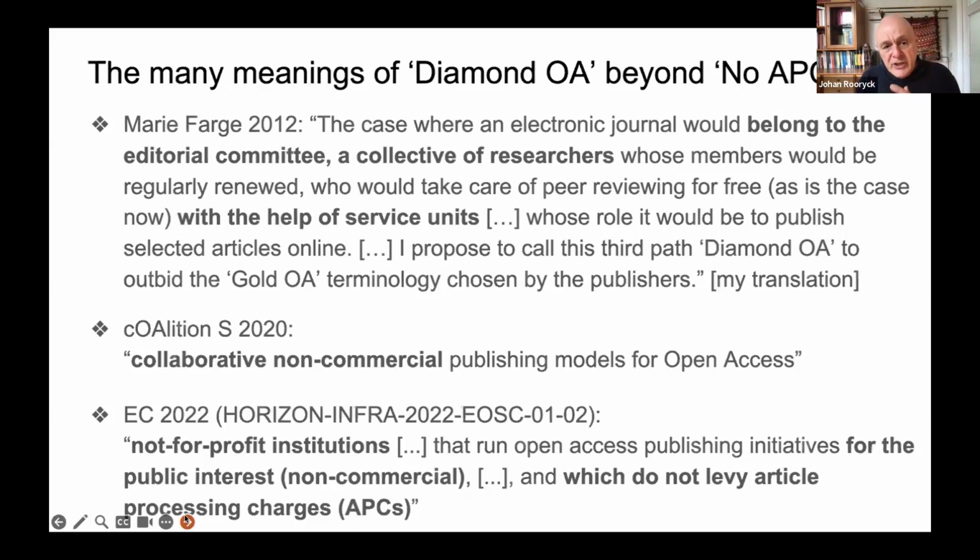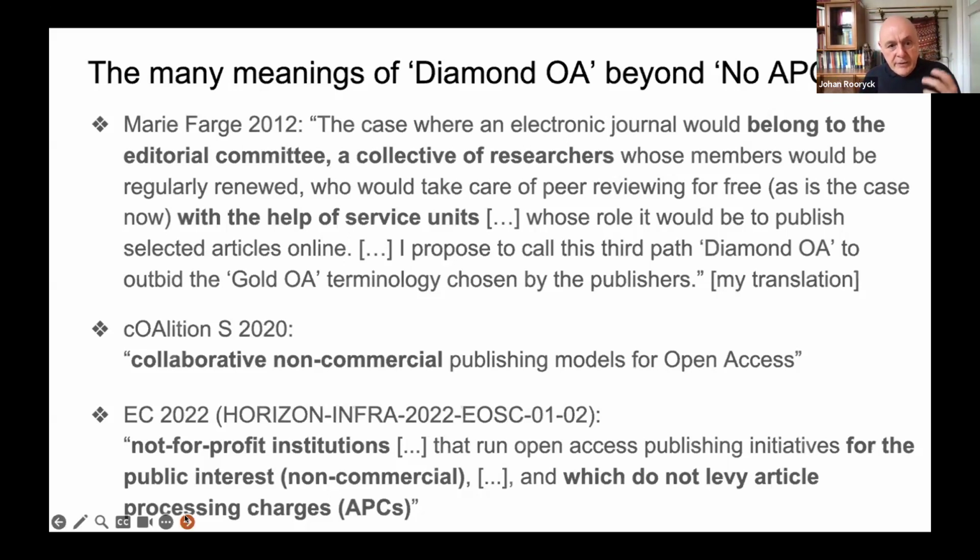In the context of Coalition S, we talked about collaborative non-commercial publishing models for open access, but even we had to think at the time what we actually meant by that. But it was a way to avoid, of course, the colors and the diamond and the platinum and all the confusion around that. But I'm not sure that we succeeded in that.